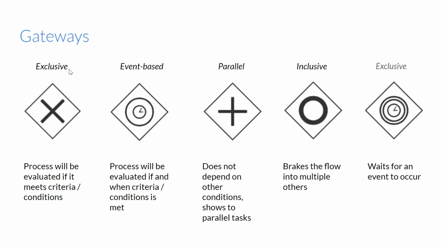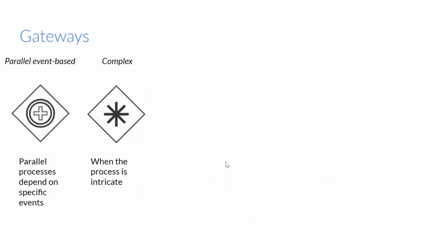Here you can see a parallel gateway that depends on other conditions. And for example, here is a parallel event-based gateway. In comparison to the previous one, it is based on events but not conditions.